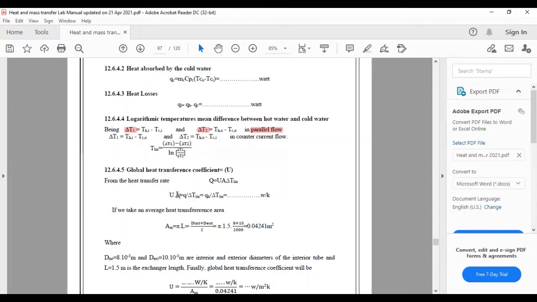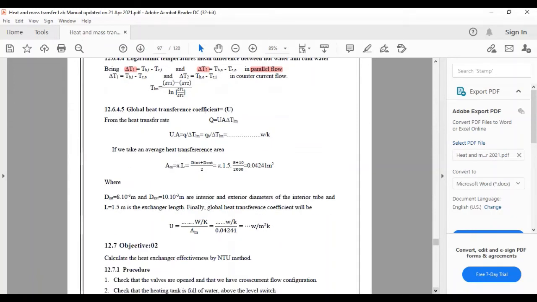When we use the value of this area here, we will get the value of this U, that is the actually global heat transfer coefficient. So that was the objective number 1. Our objective was to calculate the global heat transfer coefficient.